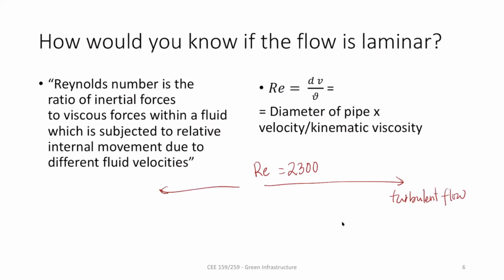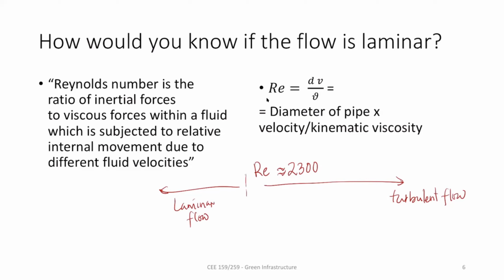So when the Reynolds number is 2300 or lower, usually it's a laminar flow. This is just one boundary. Below 2300, in some cases there may be turbulent flow at the local region, so you have to check. But roughly 2300 is the boundary.